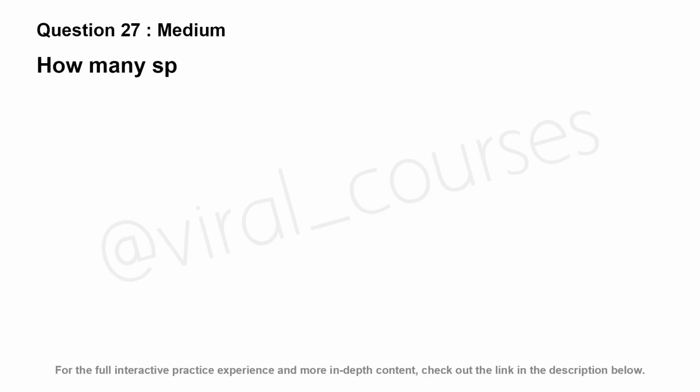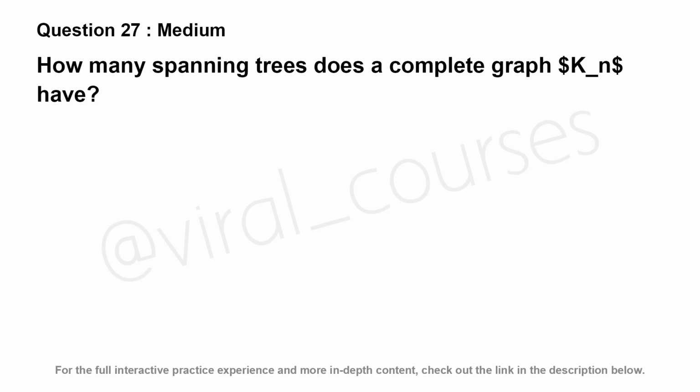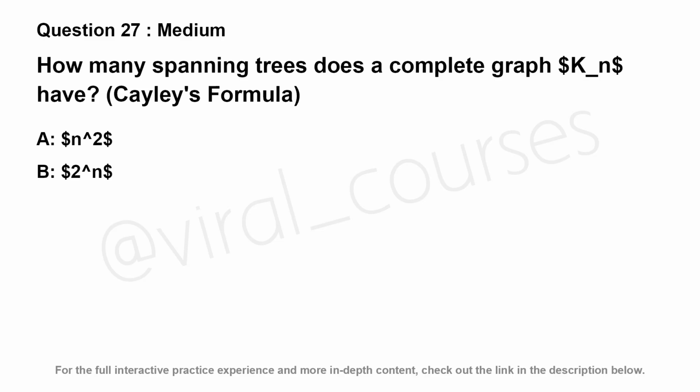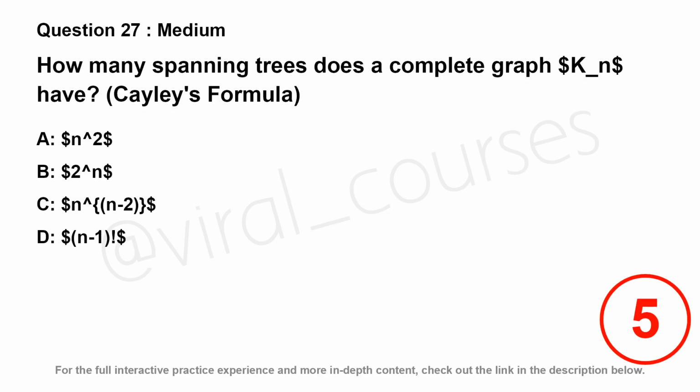How many spanning trees does a complete graph K_n have? Cayley's formula. Option A, n squared. Option B, 2 to the n. Option C, n to the n minus 2. Option D, n minus 1.